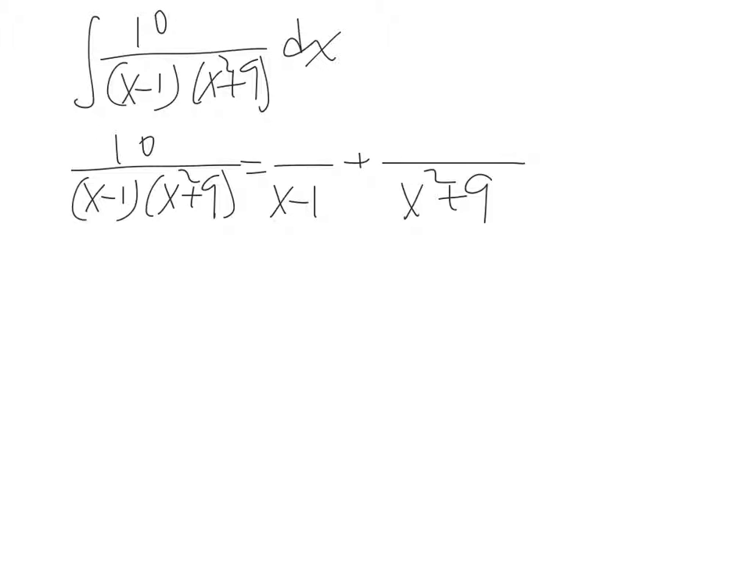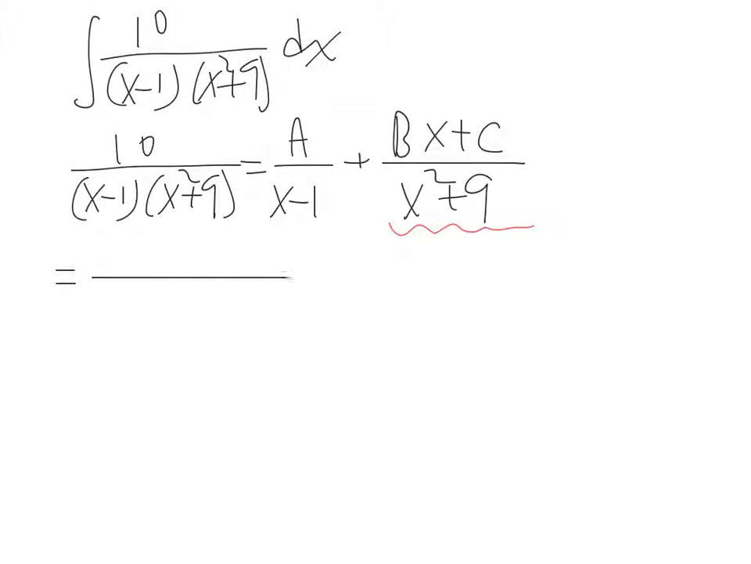And as a proper rational function, this must be A over x minus 1, and Bx plus C as the numerator for x squared plus 9. And notice x squared plus 9 is what we call an irreducible quadratic. Irreducible quadratic means I cannot factor it over real numbers.